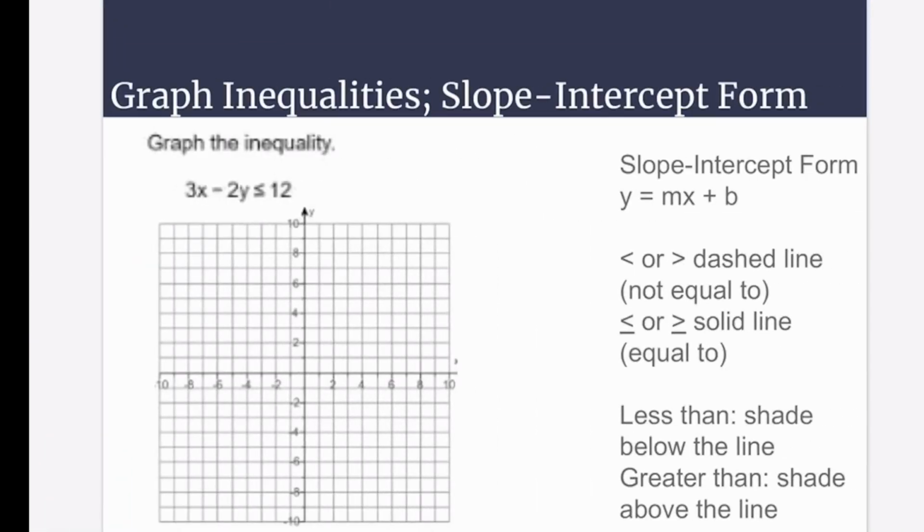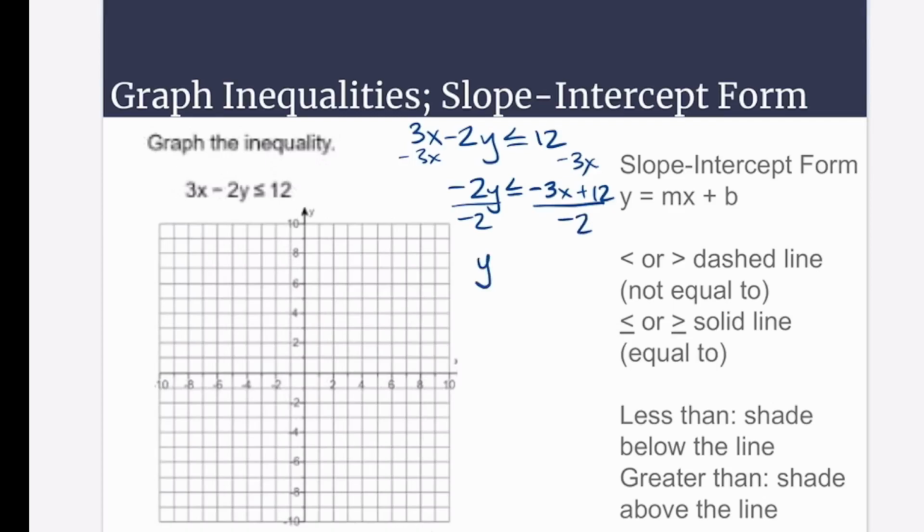Alright, so we're going to do this one. Same logic. We're going to take this and rewrite it. So we have 3x minus 2y is less than or equal to 12. We're going to subtract the 3x. So negative 2y is less than or equal to negative 3x plus 12. We're going to divide by negative 2. And when we divide by negative 2, this inequality has to flip. Dividing by a negative switches the inequality. So now we have y is greater than or equal to positive 3 over 2x minus 6.